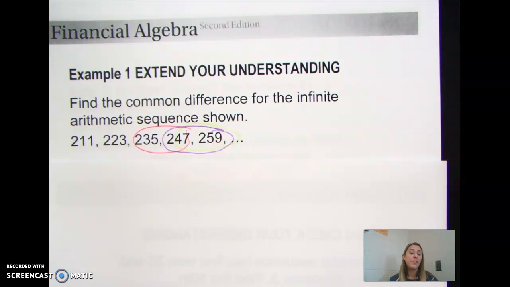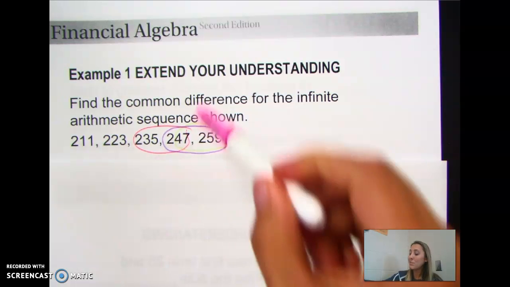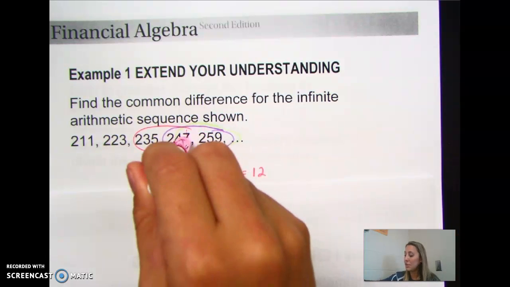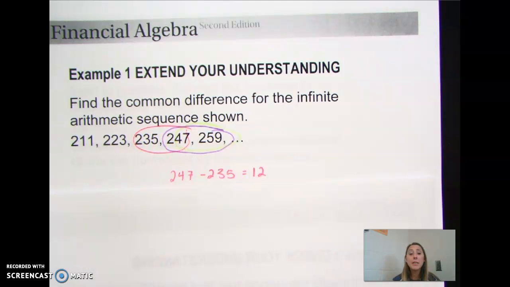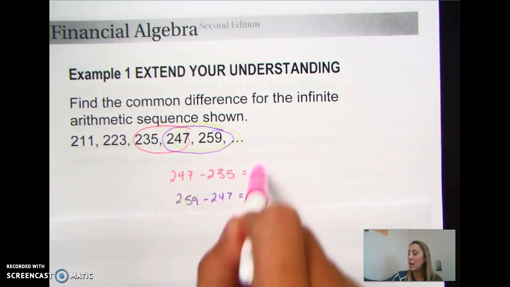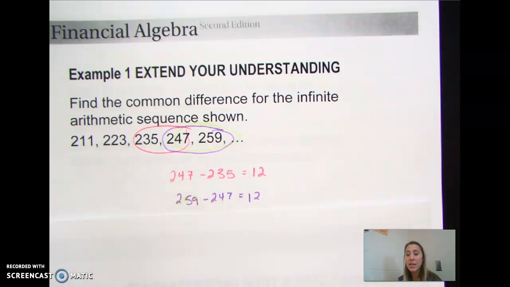So now we need to find our common difference for this infinite arithmetic sequence. What I'm going to do is take this term minus this term and get 12. But I'm going to make sure that this is an arithmetic sequence, so I'm going to do it one more time and make sure that the common difference is 12 for both of them. If it is not the same number every time, then it is not an arithmetic sequence.